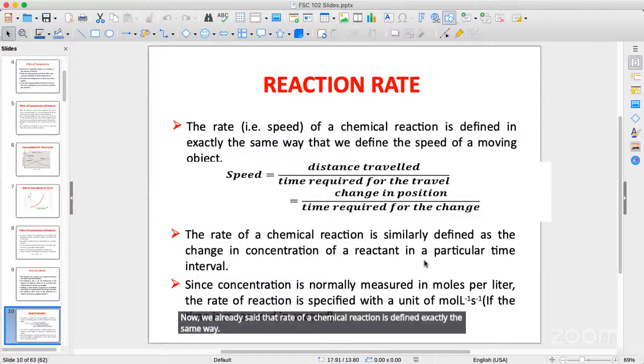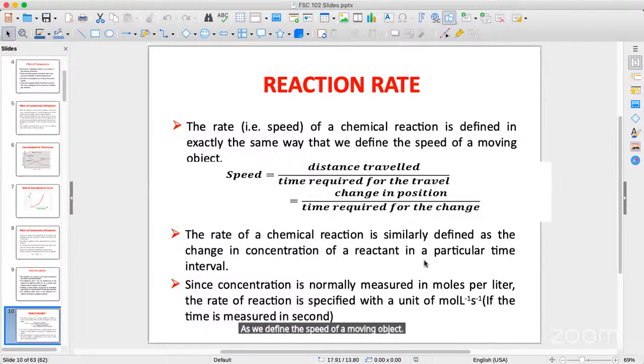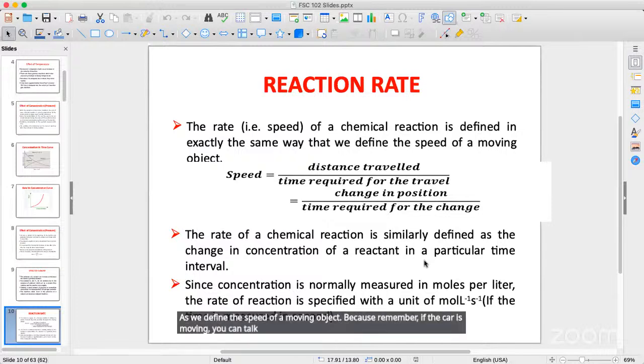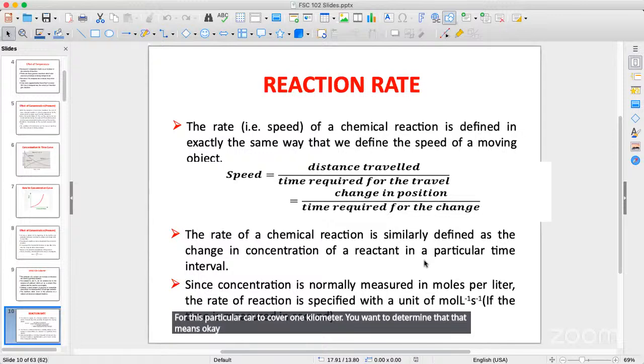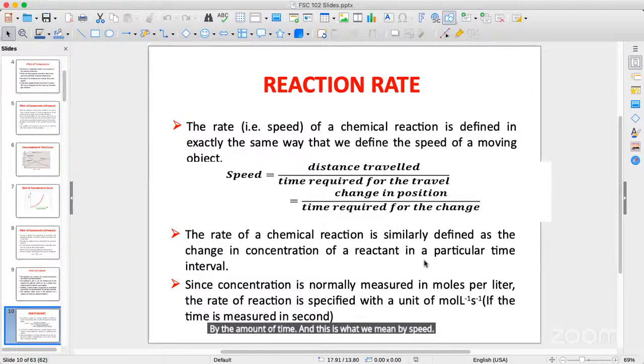Now, we already said that the rate of a chemical reaction is defined exactly the same way as we define the speed of a moving object. Because remember, if the car is moving, you can talk about its speed. That is, how long does it take for this particular car to cover 1 kilometer? If it covers 10 kilometers, you need to determine the amount of time it took that car to cover 10 kilometers. Then you divide the number of kilometers by the amount of time. This is what we mean by speed: distance traveled divided by the time required for that travel, which is the same thing as change in position divided by the time required for that change.